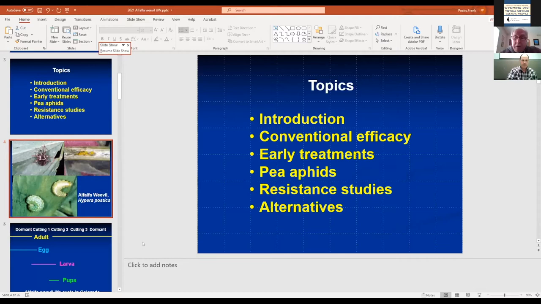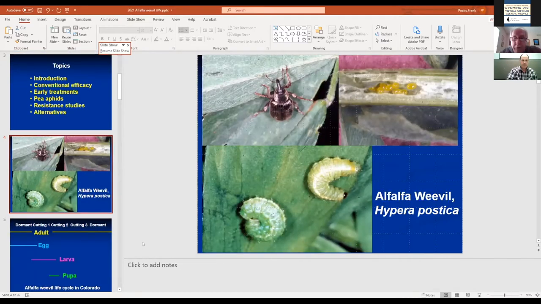So this is a standard alfalfa weevil set of pictures, the adults in the upper left. The adults do feed in alfalfa, but the damage from that feeding is considered negligible. The adults are out in early spring laying eggs in stems. The damaging stage is the larval stage, and then the pupal stage occurs generally between first and second cutting.